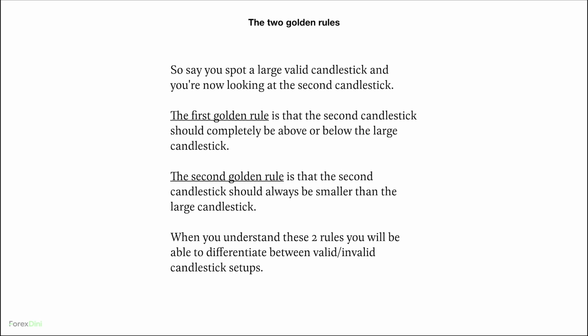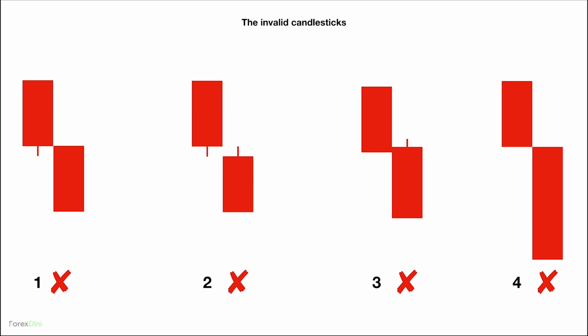So if the first large candlestick is 5 pips, the second candlestick must be smaller than 5 pips. If the first candlestick is 20 pips, then the second candlestick must be smaller than 20 pips. When you understand these two rules, you will be able to differentiate between valid or invalid candlestick setups. Now let's go ahead and explain these invalid candlesticks. All these candlesticks you see here are invalid.